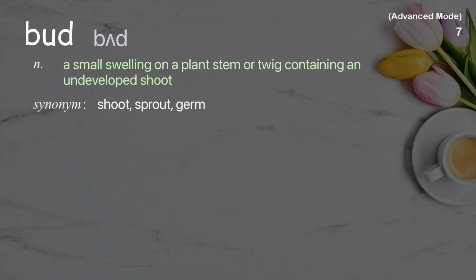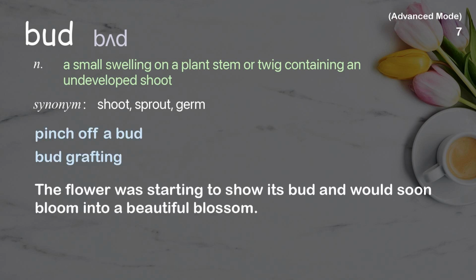Bud. A small swelling on a plant stem or twig containing an undeveloped shoot. Examples: Pinch off a bud. Bud grafting. The flower was starting to show its bud and would soon bloom into a beautiful blossom.